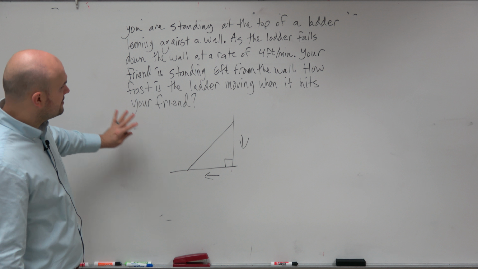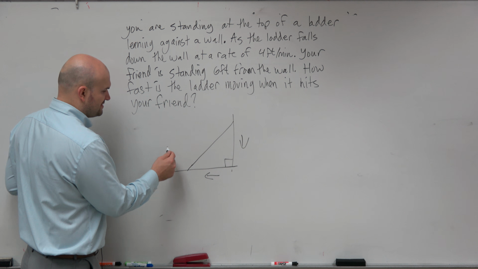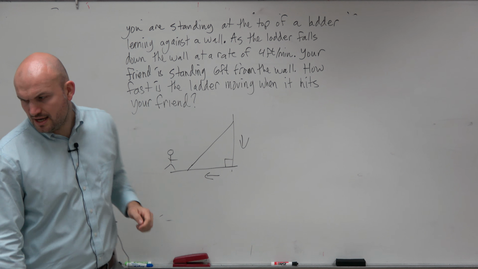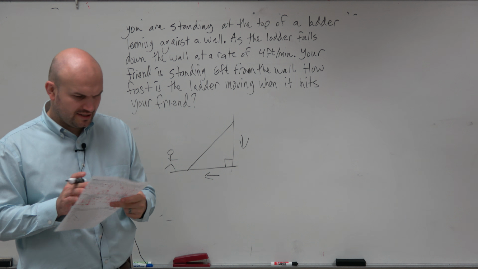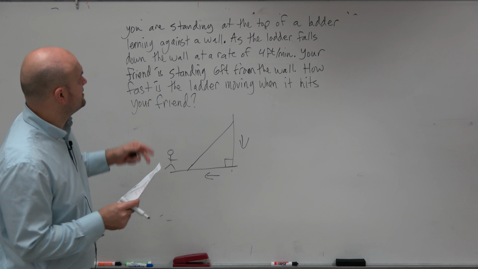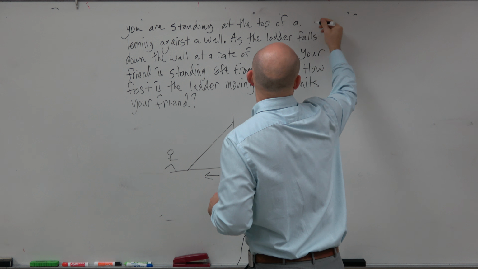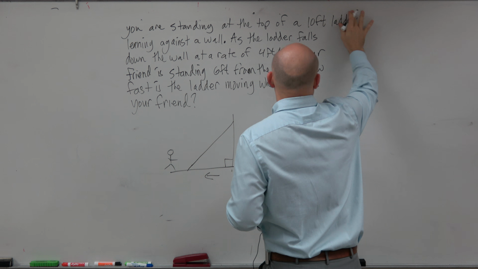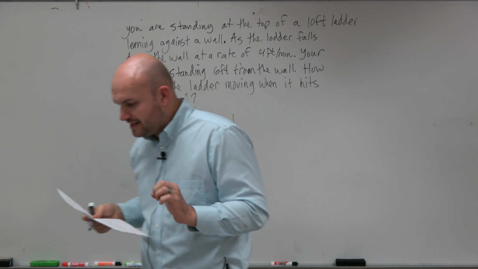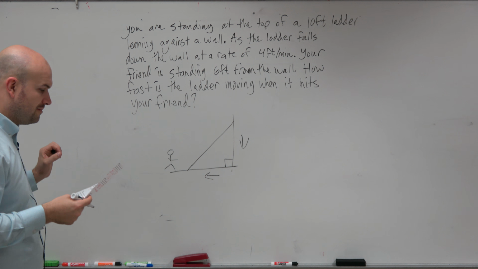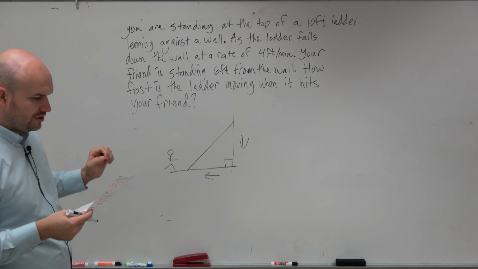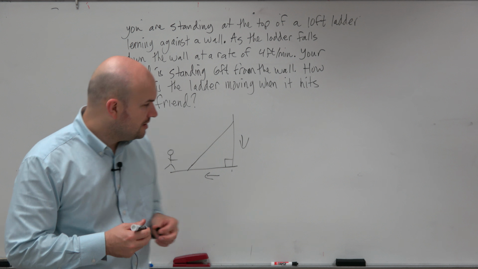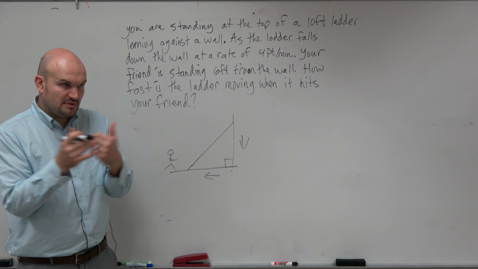All right, so now I've drawn a little picture, and obviously we have this little guy here. I feel like there's something else that I have. Sorry about that, I did forget to write that in: you're standing at the top of a 10-foot ladder. Let me make sure I copied that down. So you have a 10-foot ladder, and it is falling at 4 feet per minute, and we're looking at away from the wall. That is correct. All right, perfect.